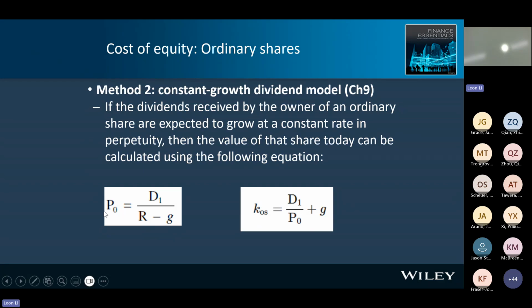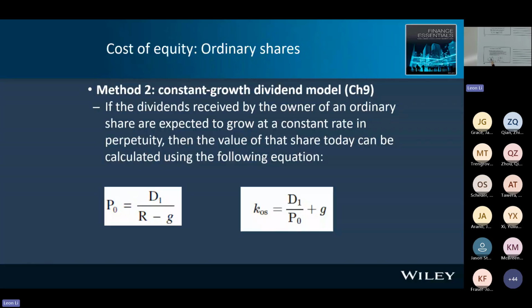And R is our K. Return is the cost. All right, so cost of ordinary share. Let me show you my handwritten note. I hope you remember the DGM model, right? And I know R, return, is a cost. So I can rewrite the DGM model to have the R. R will be D1 over P0 plus G. It's just a simple rewriting, right?